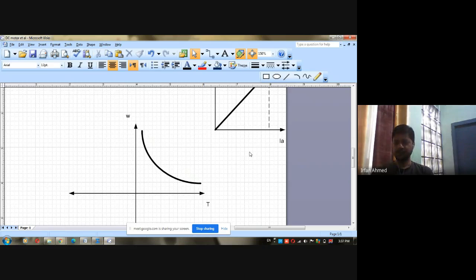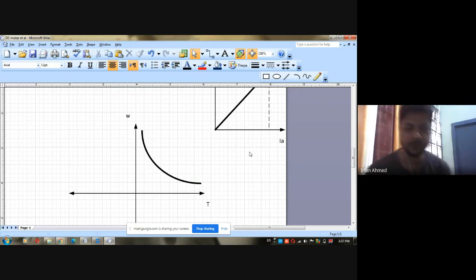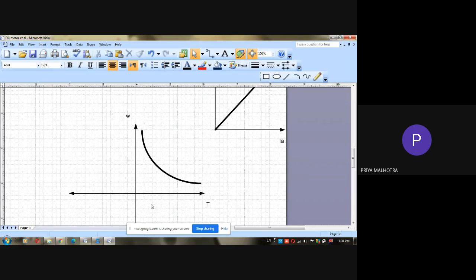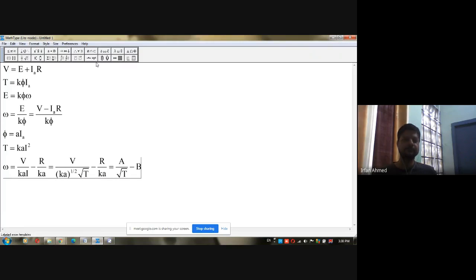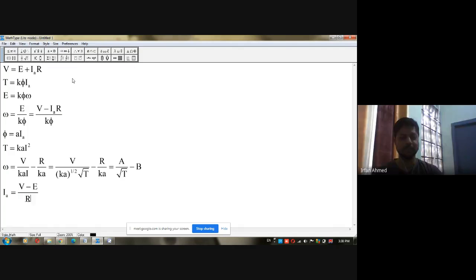If there are no more questions, then we'll move to braking. Now, how do you get regenerative braking in a DC series motor? What were the conditions for regenerative braking? Ia is equal to (V minus E) divided by R.